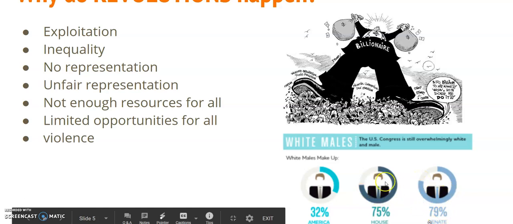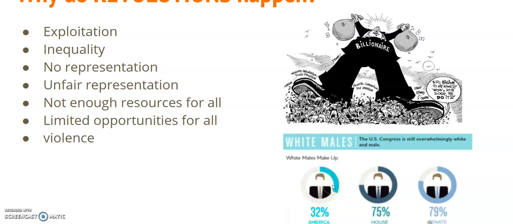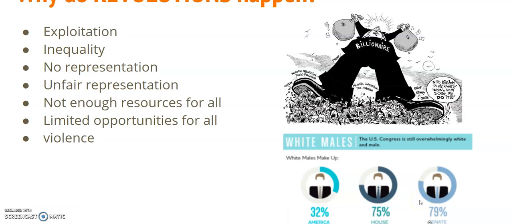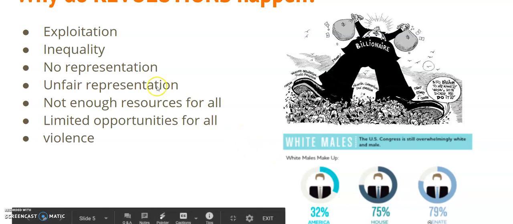So on average, white men are only 32% of America. But white men make up, on average, 77% of the U.S. Congress. They make up 77% of the people that are in charge of creating our laws. This is not fair representation. There is very little representation for people who are women, for people who are people of color, meaning other races. This is especially not fair to women of color.